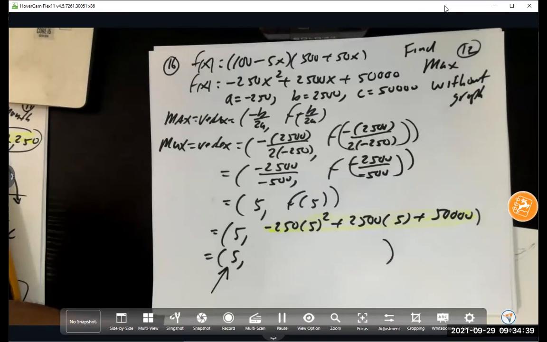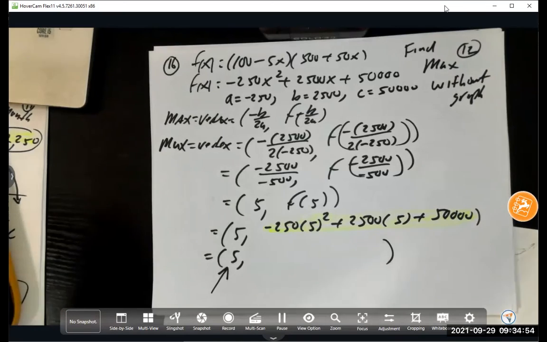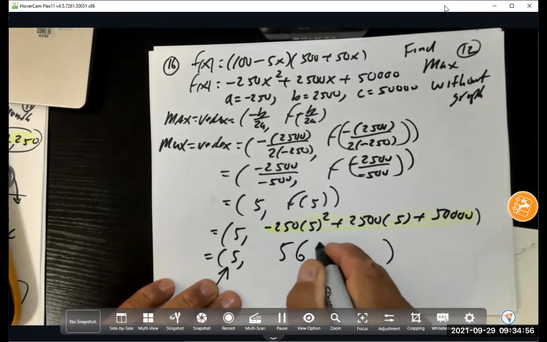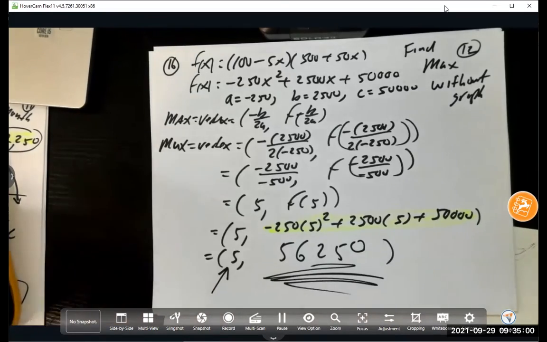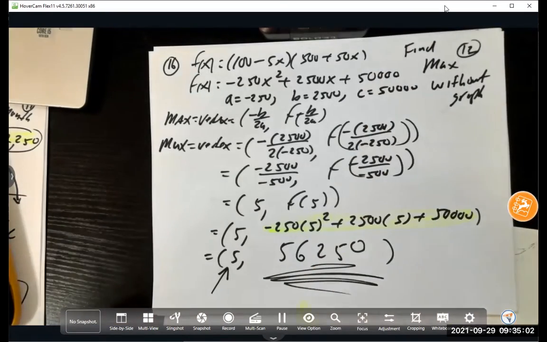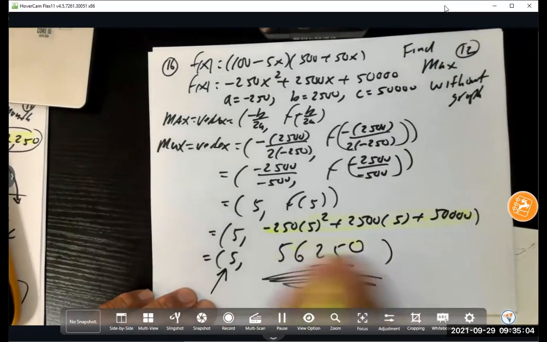And 5. Okay. Plus 50. 1, 2, 3. There we go. Okay, it is 56,250. Okay, so what that means is that if you tell everybody that they need to send you more money, this is what's going to happen.